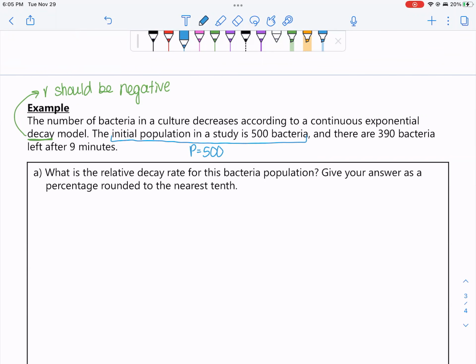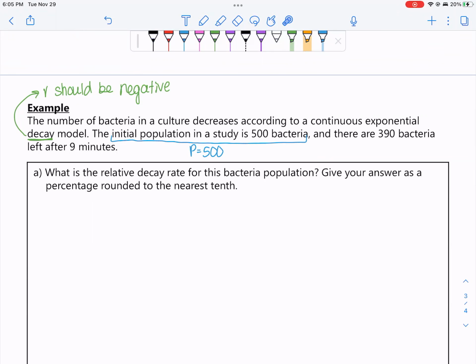All right. Don't put in t equals 9 yet. Hold on for a sec. So there are 390 bacteria left after 9 minutes. We're trying to find the relative decay rate for this.